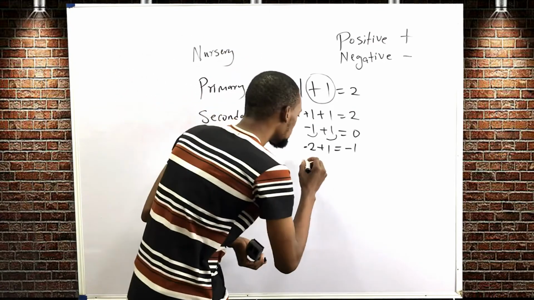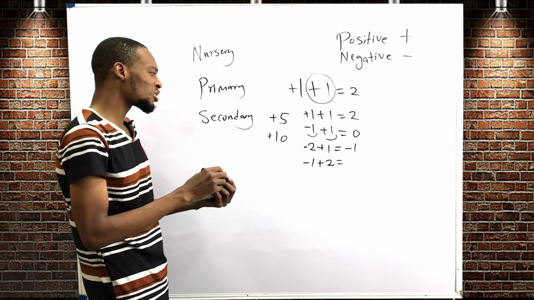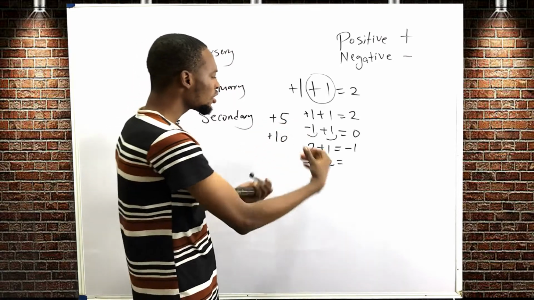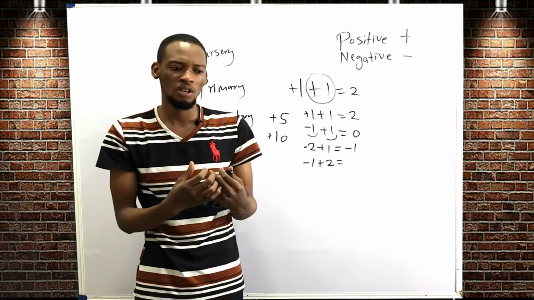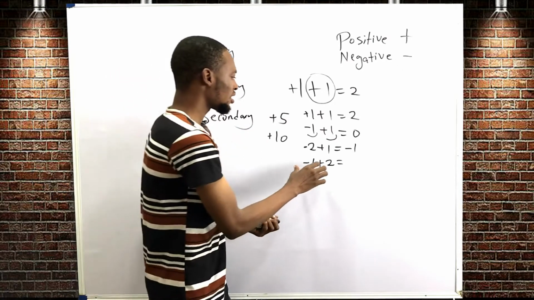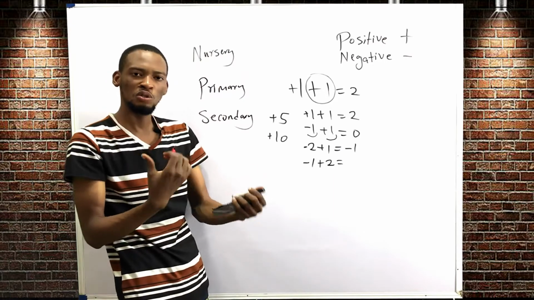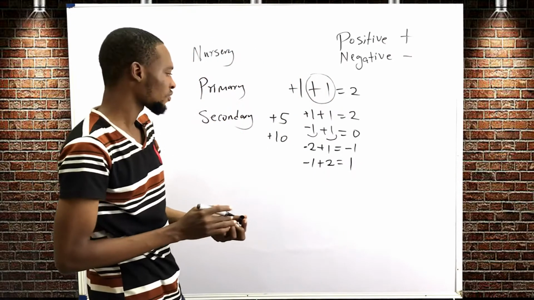So how about minus 1 plus 2? Minus 1 plus 2 implies that you are owing 1 and you have 2. So you've been able to pay out of the 2 you have. You've paid 1 out. You still have 1, right? So this is 1.